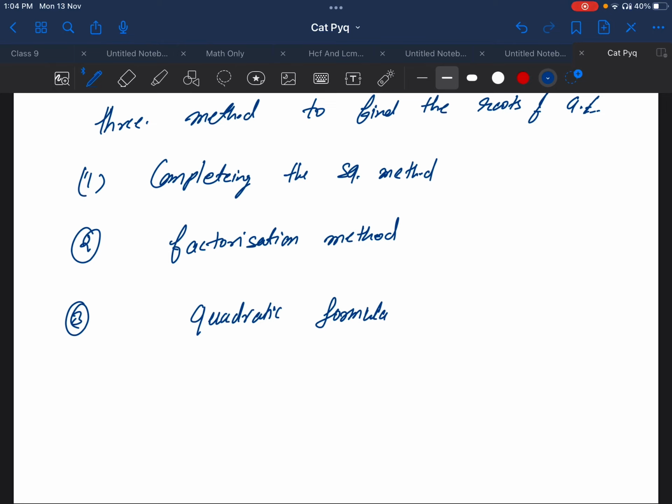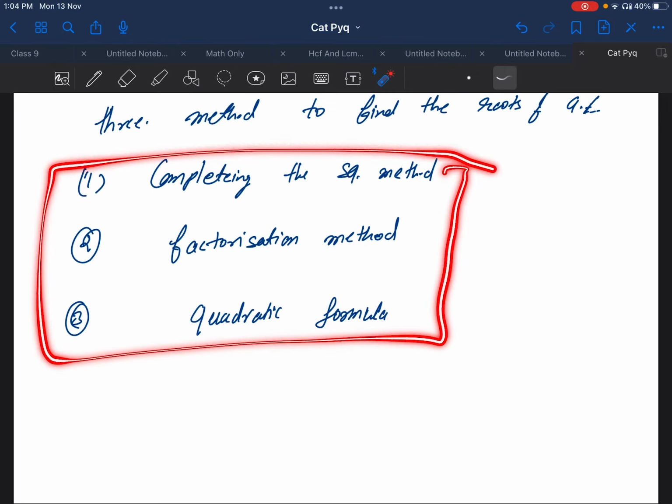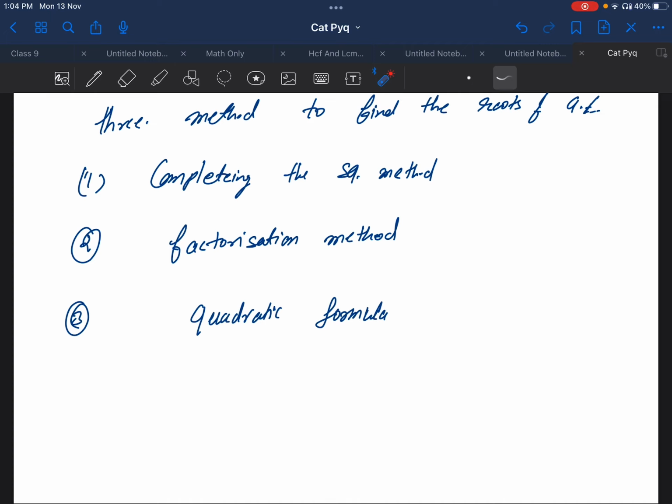So we will study these three methods of finding roots. We will talk about these three methods in other videos.